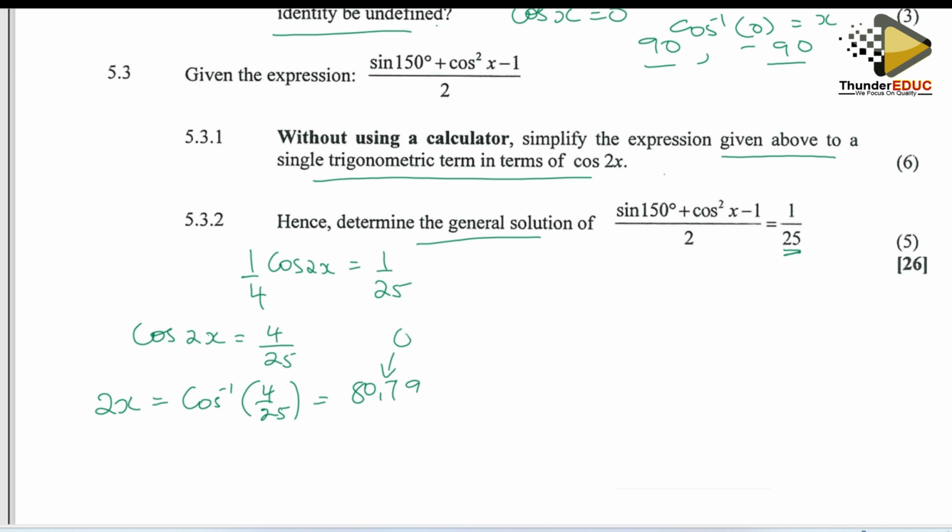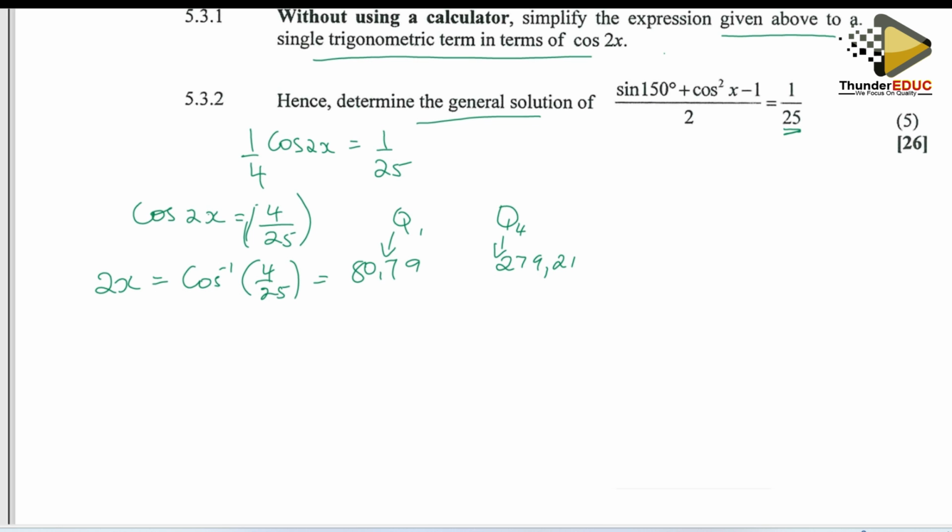This is going to be in quadrant number 1, because cos is positive in quadrant 1, but it's also positive in quadrant number 4. So in quadrant number 4, it will be 360 minus the 80.79, which gives me 279.21. So let me write my solutions. So I'm going to have 2x is equal to 80.79 plus k times 360, because that's the period of the cos graph, divided by 2.